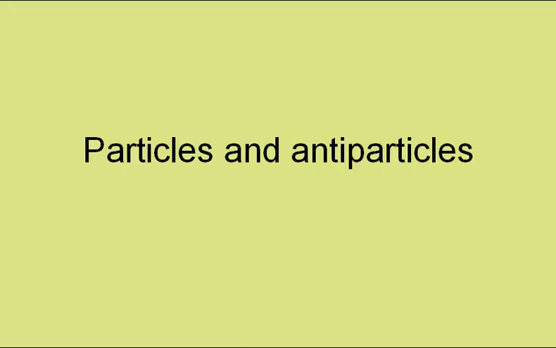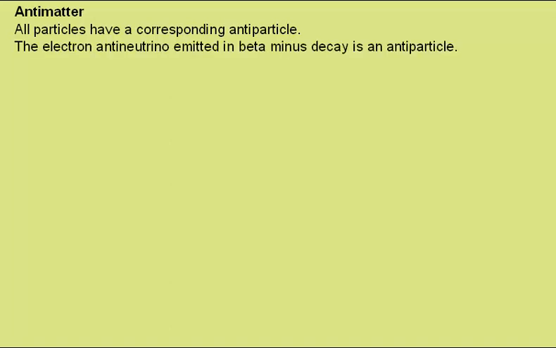Particles and antiparticles. Antiparticles are an example of antimatter, and all particles have a corresponding antiparticle. The electron antineutrino emitted in beta minus decay is an example of an antiparticle.